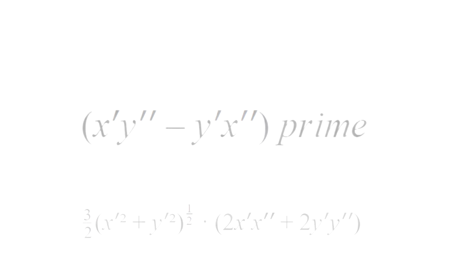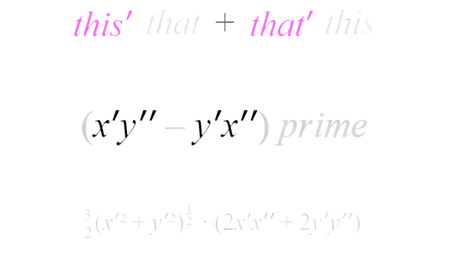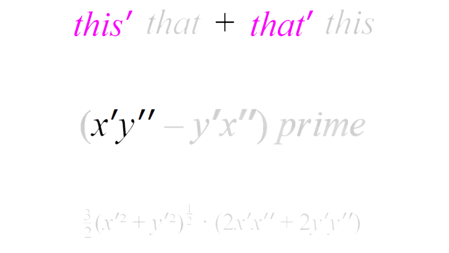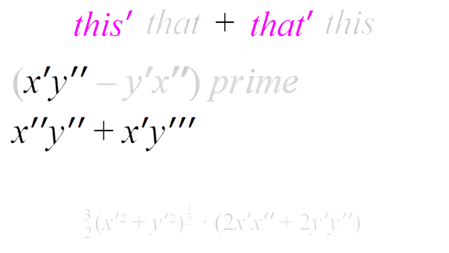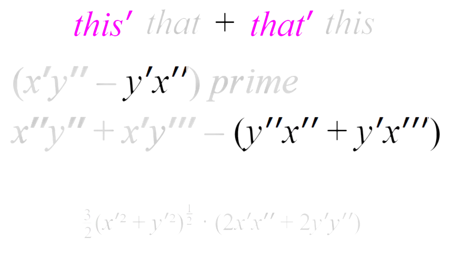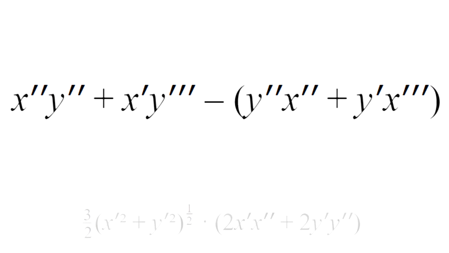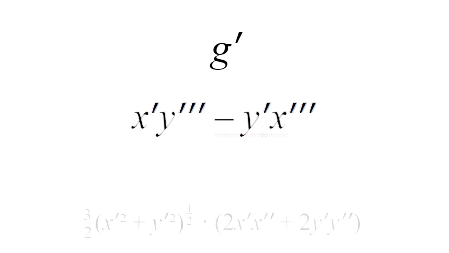Similarly, let us then prime the denominator. Since we are differentiating factors, we use product rule on each of these. For the first one, we will get x double prime y double prime plus x prime y triple prime. Then for the second one, we will get y double prime x double prime plus y prime x triple prime. After that, we simplify and get rid of these x prime prime y prime prime, leaving us with just x prime y triple prime minus y prime x triple prime for the denominator prime.